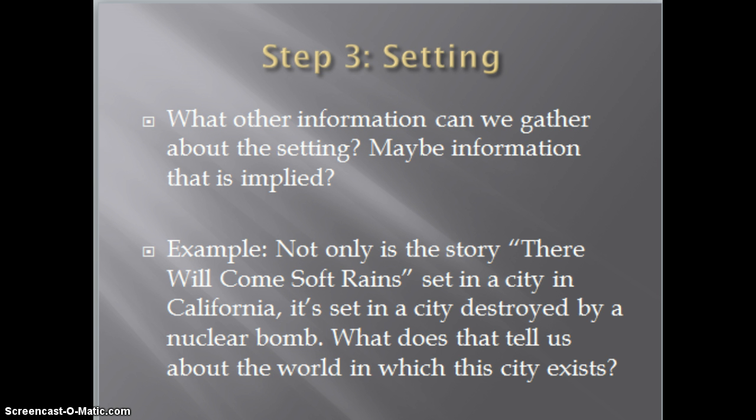So step 3 is the setting. What other information can we gather about the setting besides the information that anybody could plainly see looking at the story? What is not directly stated? For example, when we read There Will Come Soft Rains, the story is set in a city in California because it tells us that. However, it's also set in a city that's just been destroyed clearly by a nuclear bomb, even though that's not directly stated. So there's some things that the setting tells us even without the story having to just write it word for word.